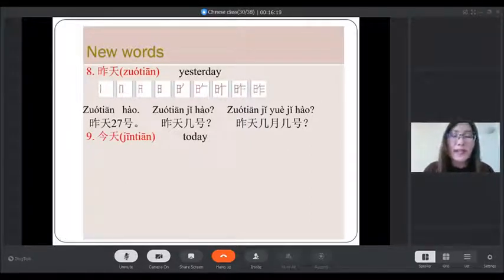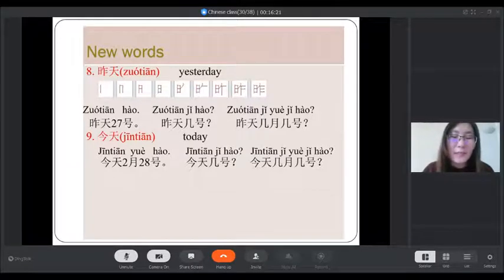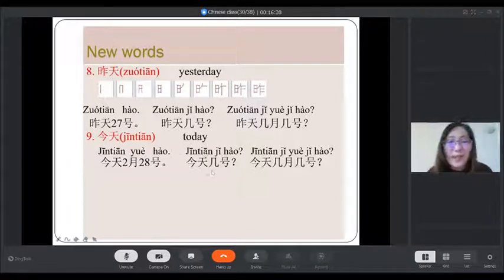今天, today. So if I say 今天2月28号, that means today is 2月, February, 28号, the 28th. 今天几号? What's the date of today? 今天几月几号? Which month, which day of today? So this is the difference when we ask about the year, the date, and the month.